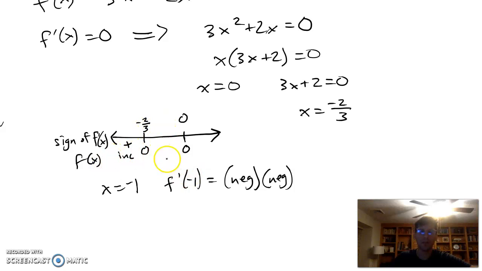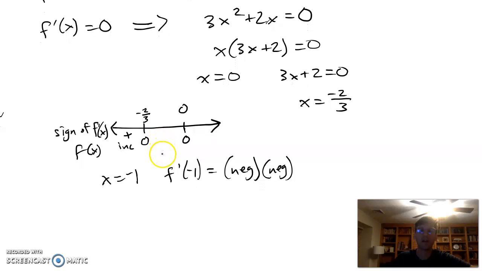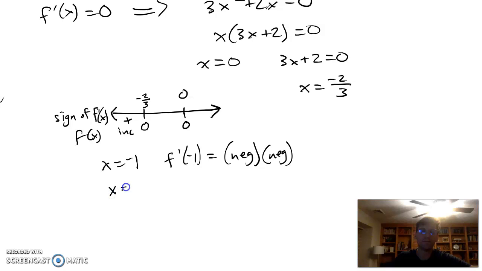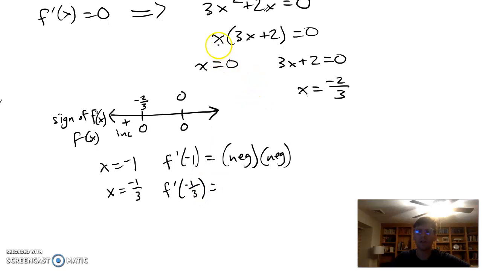Let's try a value in between these. We could try negative 1/3. We see here that negative 1/3 will give me a negative times a positive. This will give me -1 plus 2, which is 1. So this is negative. So it does indeed change from increasing to decreasing.